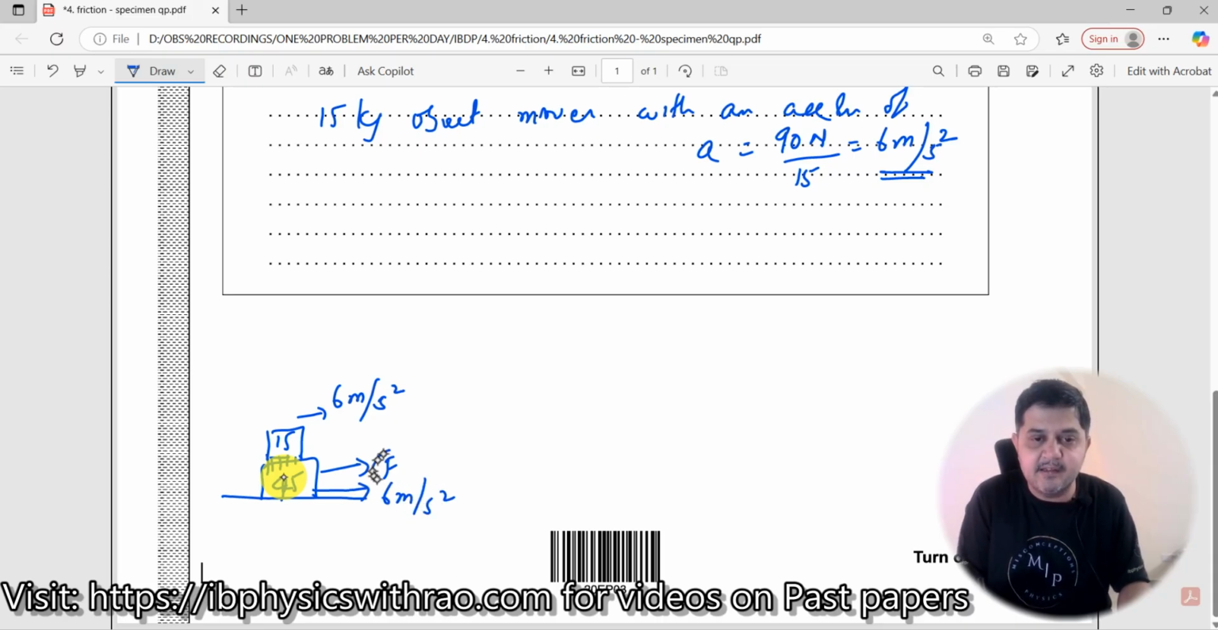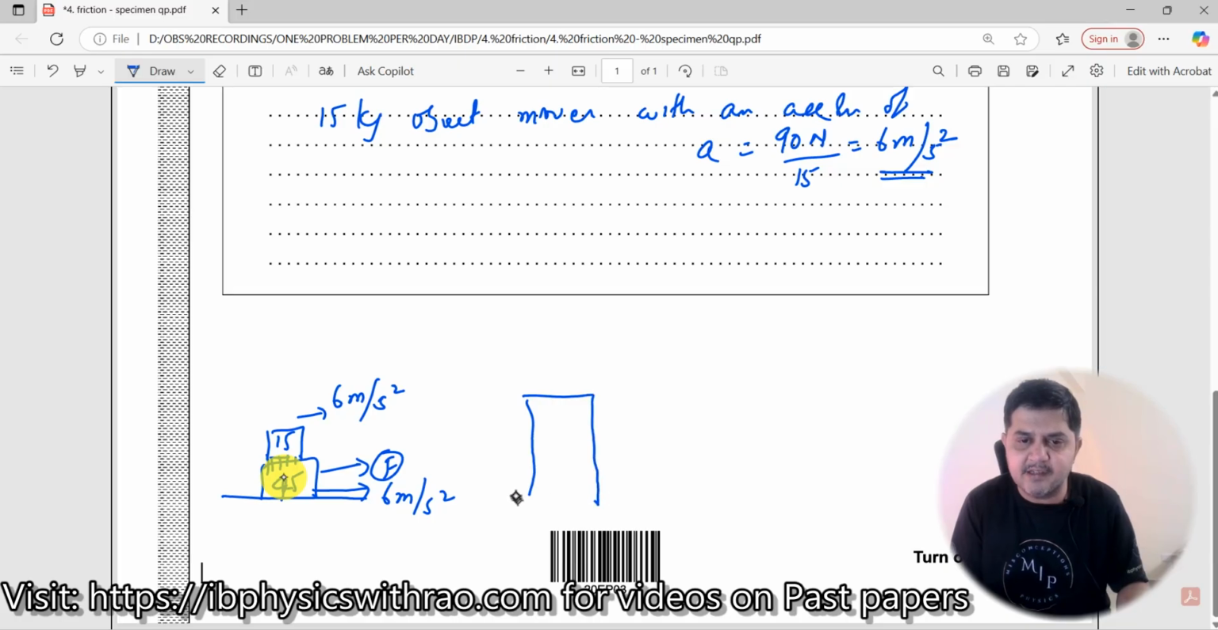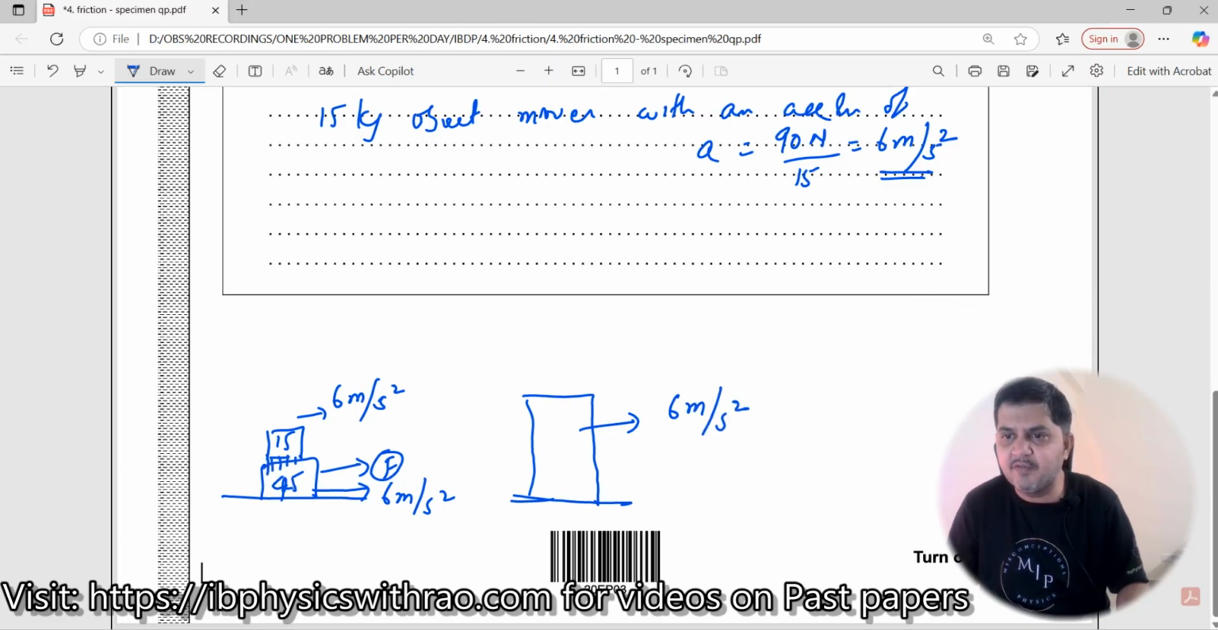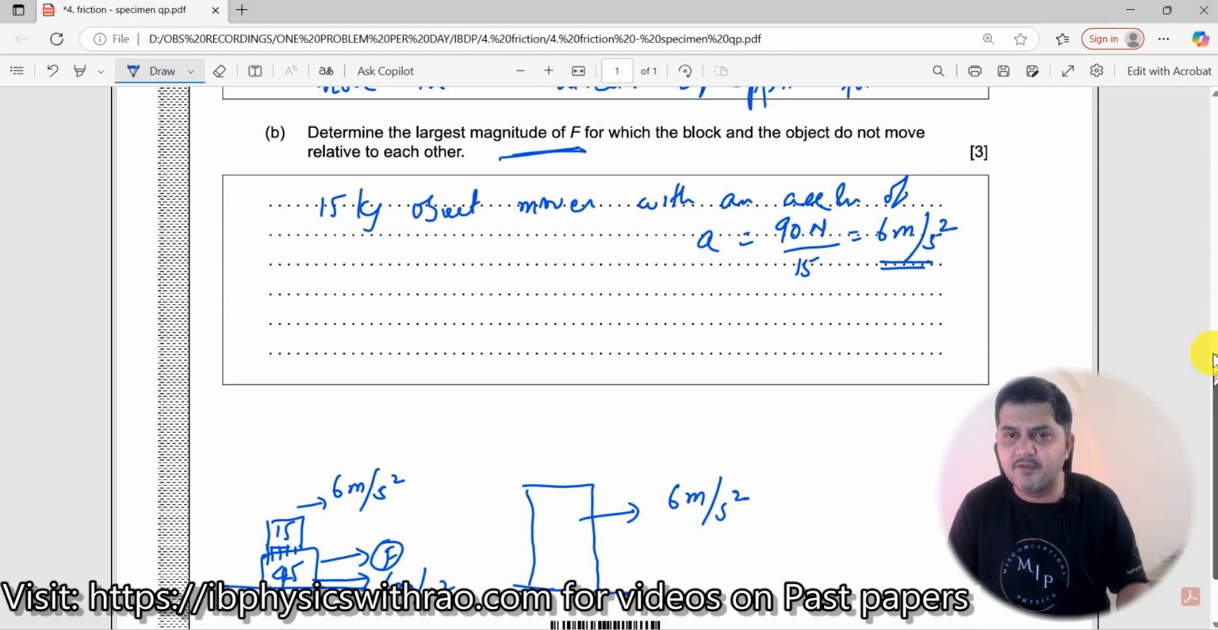But don't ask me what is the force here. The forces acting on this would be different, but the acceleration is one and the same. So therefore, both of the objects are moving at 6 meter per second square, which means I can now write this whole 15 and 45 as one block, moving at 6 meter per second square. Now, what else do I need? I need to find out the total force that is acting.